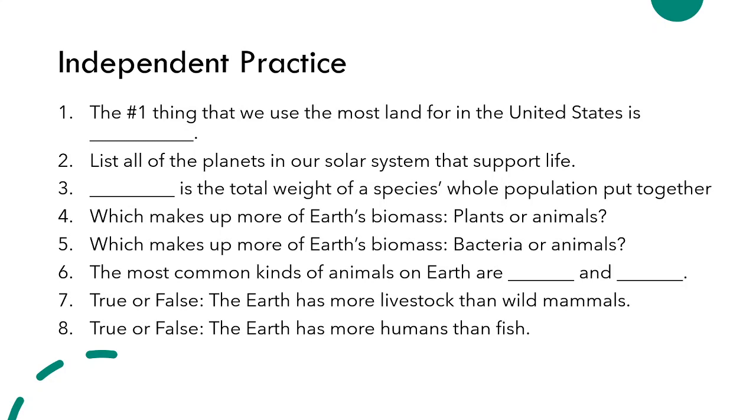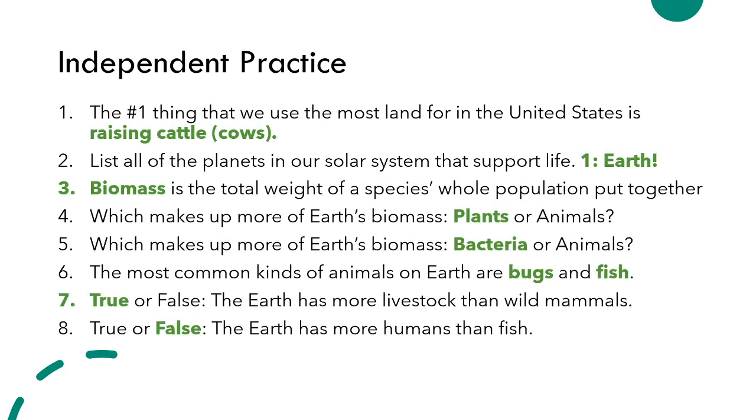All right, now we're done. I'm assuming that you guys have now done that. You finished. We've got questions 1 through 8 here. Let's read them. Number 1. The number one thing that we use the most land for in the United States is raising cattle. In other words, you can call them cows if you want to. It's crazy to me. Number 2.